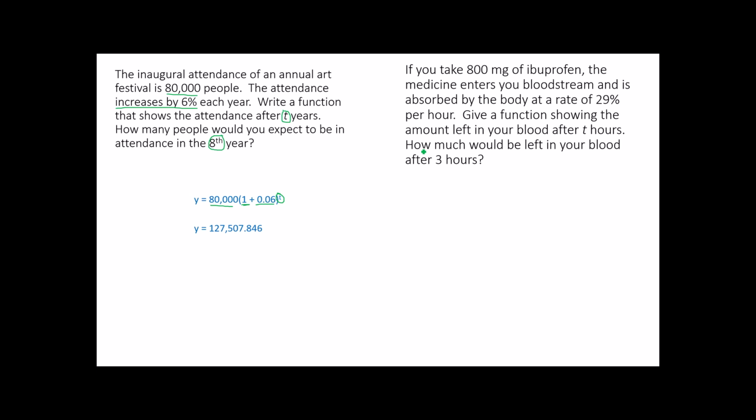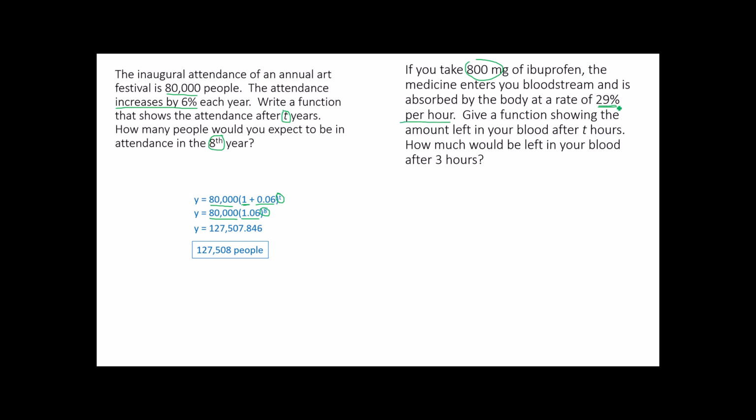Once again, the anticlimactic bad slideshow. 80,000 people times 1.06 for 8 years comes out as 127,500, and we'll approximate that as 8 people. Over here, you take 800 milligrams, your body absorbs 29% per hour. If your body is absorbing it, that is a loss.